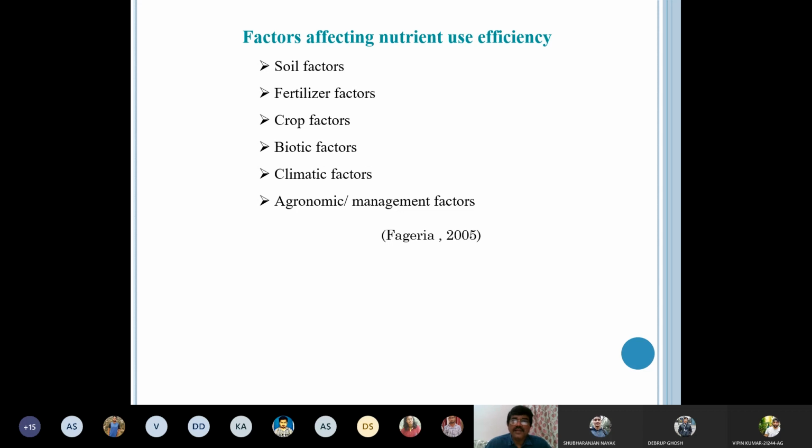So we can categorize these factors that affect the nutrient use efficiency: soil factors, fertilizer factors, crop factors, biotic factors, climatic factors, agronomic factors. Almost the same factors we are studying everywhere. In nutrient supply we have studied, in plant growth we have studied. Only the packaging, the presentation will change. Only your language will change. The factors will remain the same. The way you describe them, they are different.